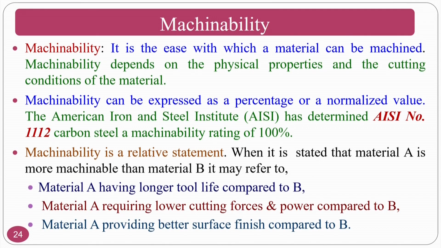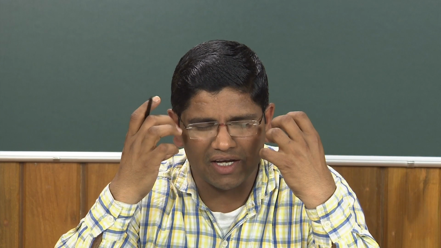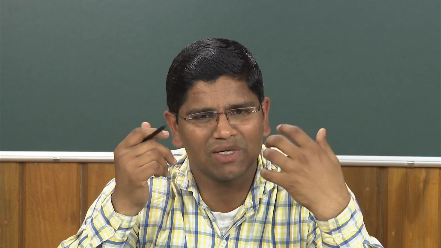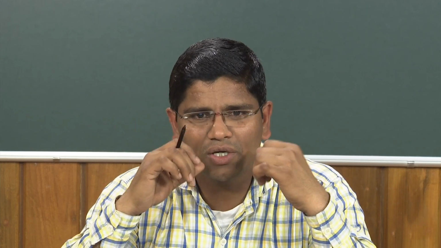Machinability is a relative statement. So when it is stated that material A is more machinable than material B, it is a relative statement. Assume that I have mild steel on one hand and silicon carbide on the other. Which is easier? If you are a machining engineer or basic metal cutting is known to you, you can obviously say that mild steel is much easier to cut. Why do you say that? You are talking relative to silicon carbide. So it's always relative.